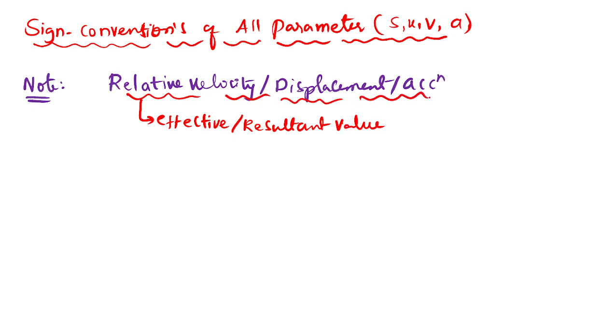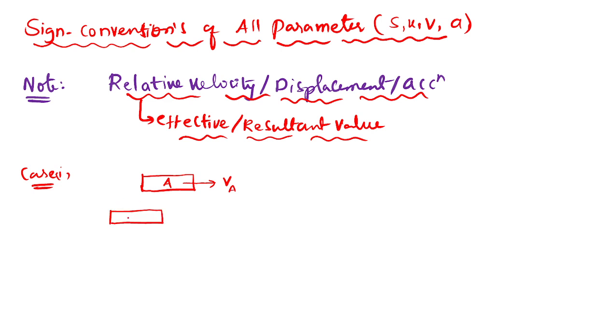So what is this relative velocity? For a simple one dimensional case we'll see, and all these other things also we can easily see. There are two cases I would like to tell you. Case number one: there is one car A moving in this direction with the velocity VA. Another car B is also moving in the same direction with velocity VB.